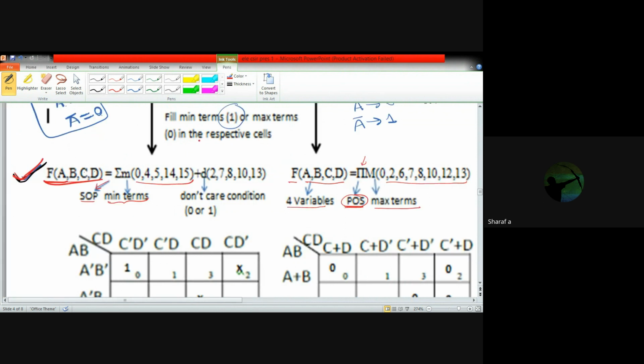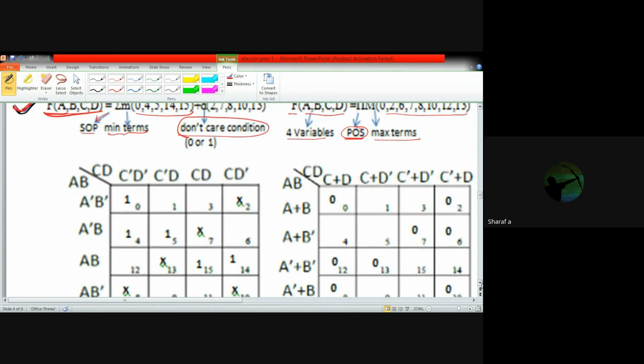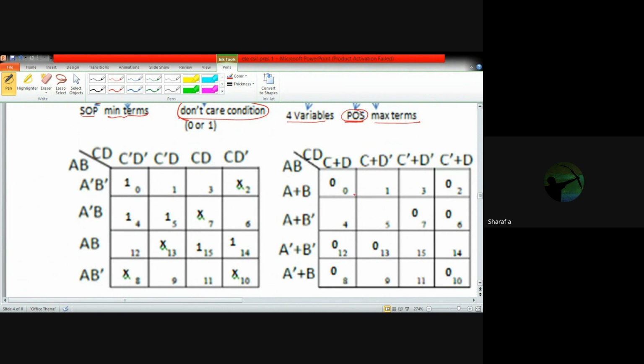And in the first case, you can also see something like d of 2, 7, 8, 10, 13, etc. What does that mean? D of something means these are don't cares. D means don't care condition. It is very simple. A don't care can be either 0 or 1, so if you need a very big group, you can add it with the group. If you don't want them, you can just neglect them.